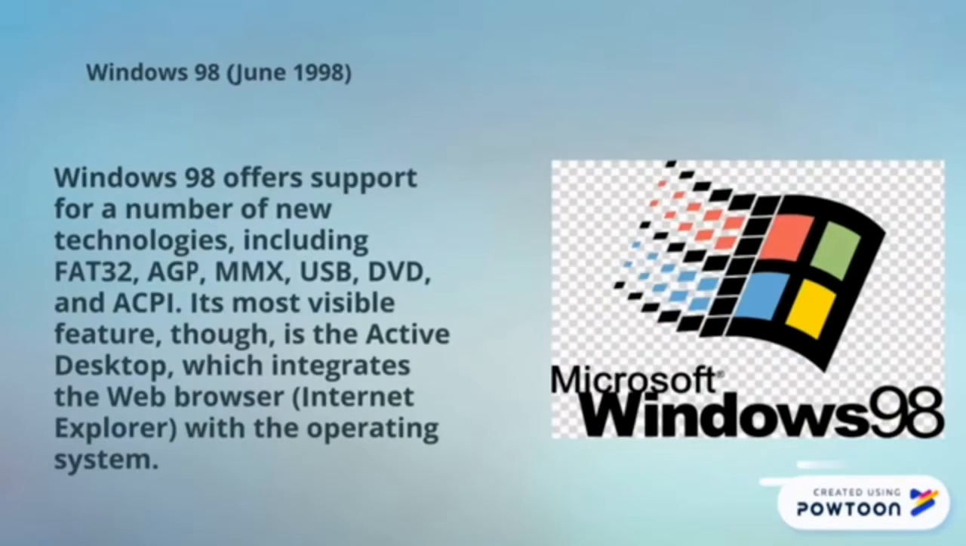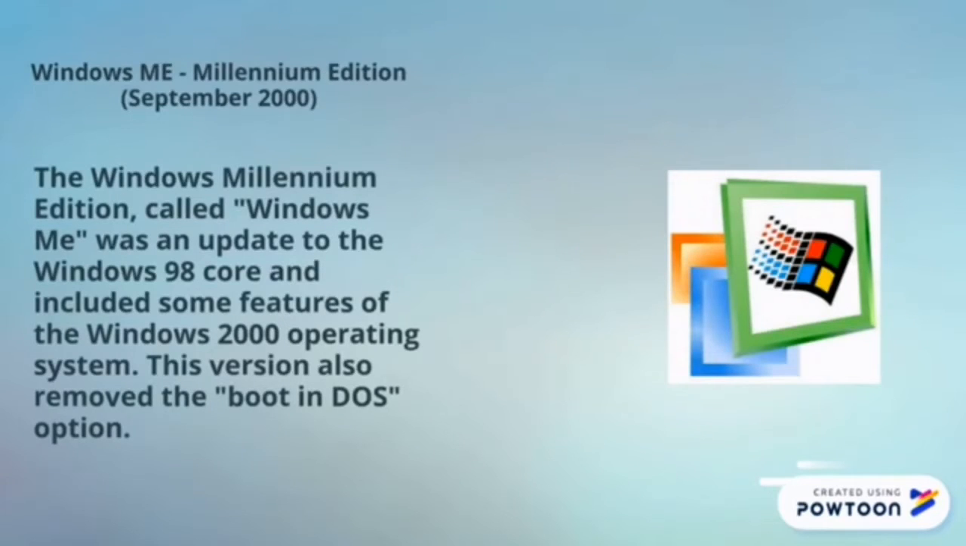This version was released in June 1998. Windows 98 offers support for a number of new technologies, including FAT32, AGP, MMX, USB, DVD, and ACPI. This version was released in September 2000. The Windows Millennium Edition, called Windows ME, was an update to the Windows 98 core and includes some features of Windows 2000.